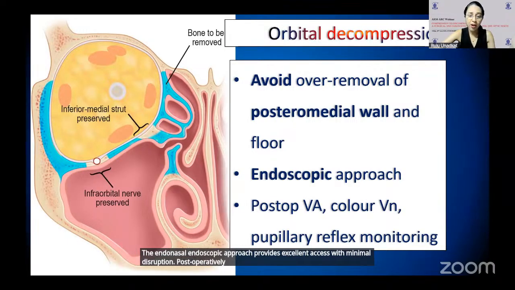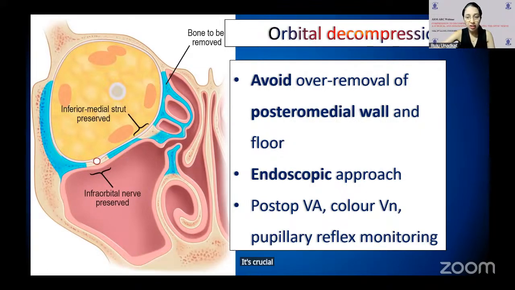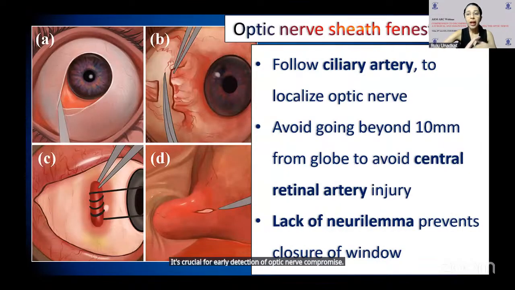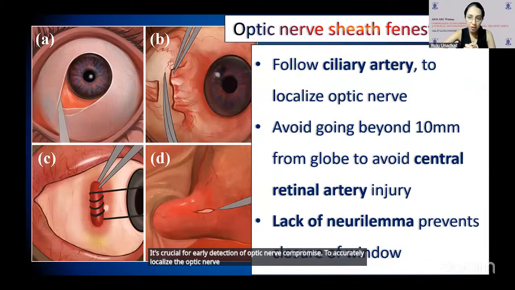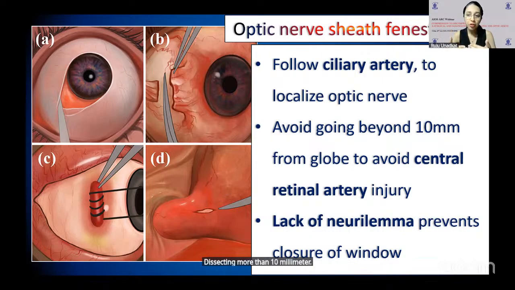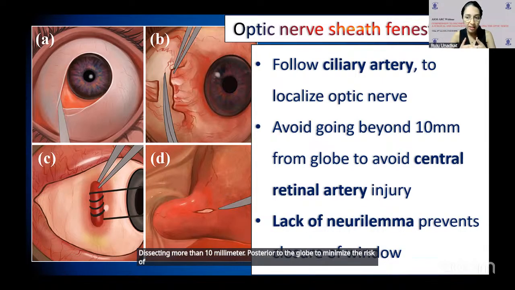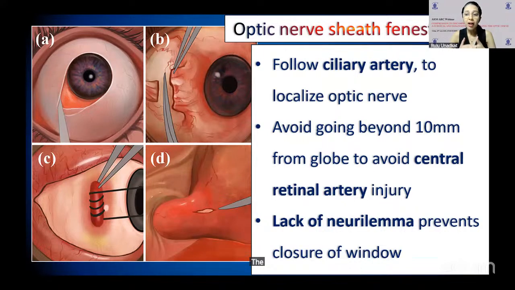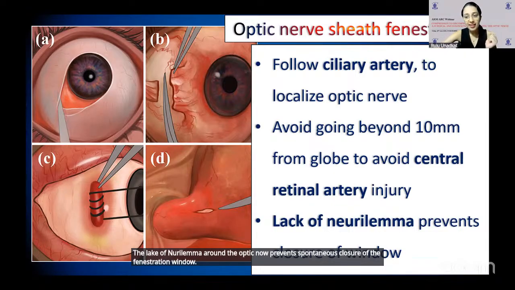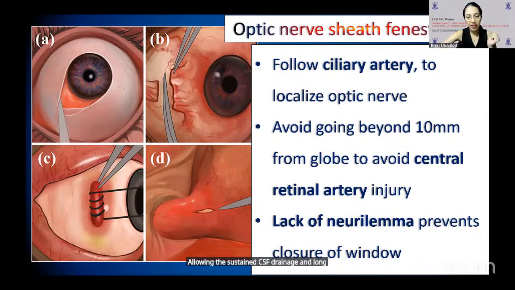Post-operatively, careful monitoring of visual acuity, color vision, and pupillary reflexes is crucial for early detection of optic nerve compromise. To accurately localize the optic nerve during optic nerve sheath fenestrations, the surgeon can follow the course of the ciliary arteries, which run in close proximity to the nerve in the posterior orbit. It is critical to avoid dissecting more than 10 millimeter posterior to the globe to minimize the risk of damaging the central retinal artery. The lack of neurilemma around the optic nerve prevents spontaneous closure of the fenestration window, allowing sustained CSF drainage and long-term decompression.